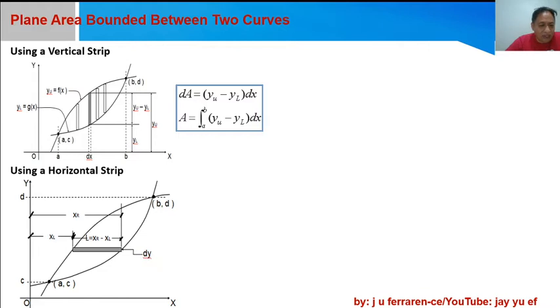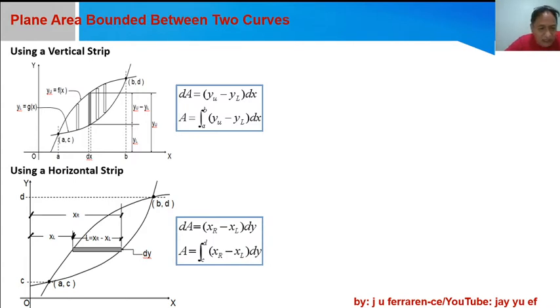Okay, so your equation of the curve is your basis for your x at the right and x at the left. Now, what is the dA or what is the area of the rectangular element? Now, dA is equal to the length. And what is the length? That is x at the right minus x at the left, times dy.